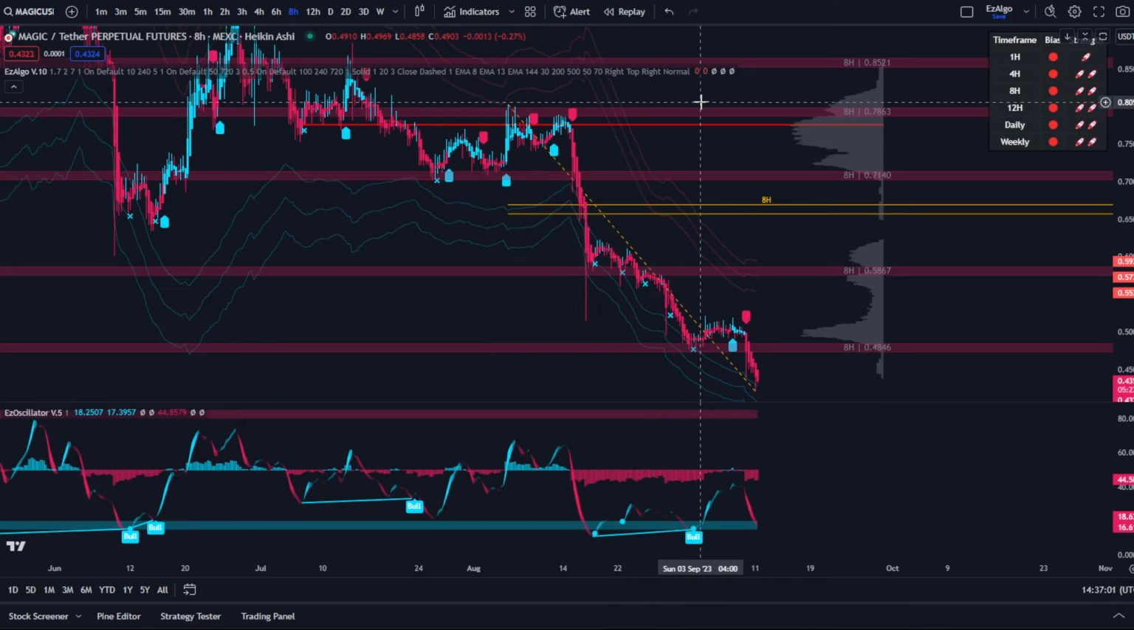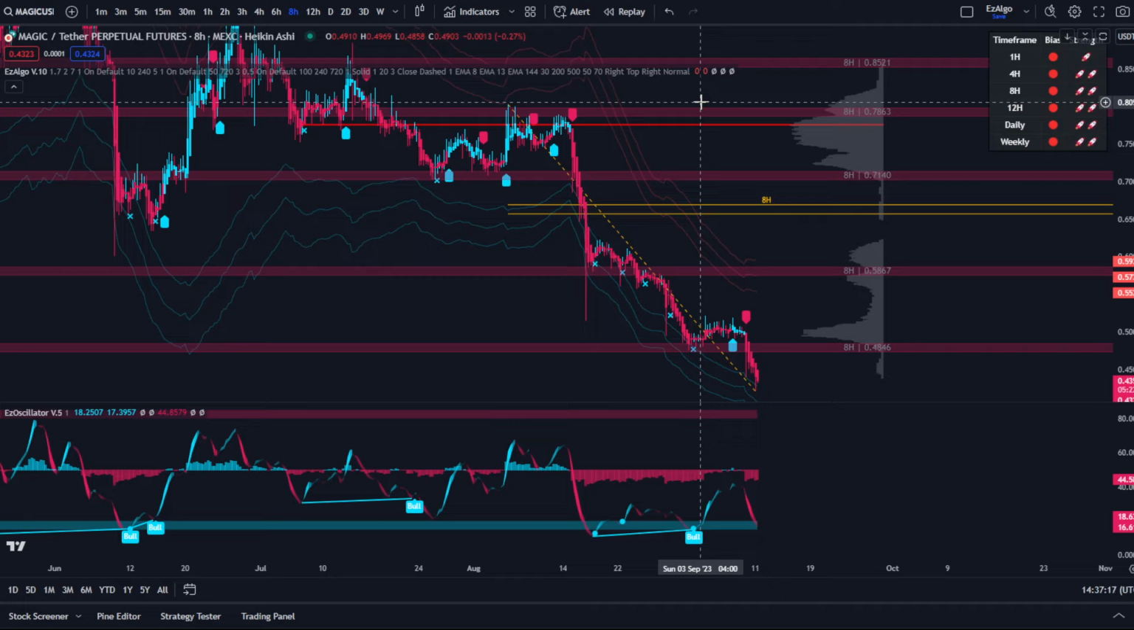Now, the main strategy I use with these indicators is support and resistance zones. I am a support and resistance trader. I oftentimes like to use higher time frame zones, like I mentioned, and then going down to a lower time frame for that entry using other EzAlgo confluences.